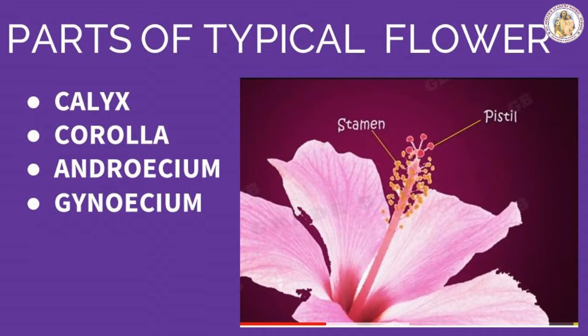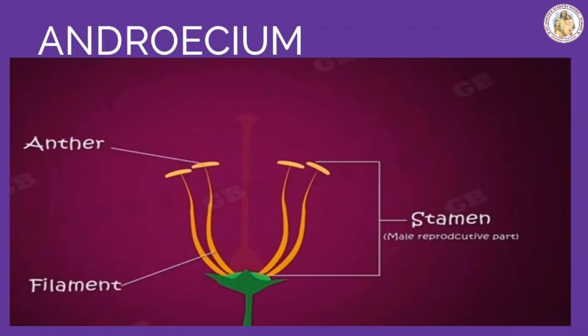The two outermost whorls, calyx and corolla, are not essential, they are accessory whorls. They do not directly take part in reproduction. Androecium is the male reproductive part of the flower and gynoecium is the female reproductive part of the flower. Because of these two, reproduction takes place directly. Androecium is the male part of the flower, which I told you already.